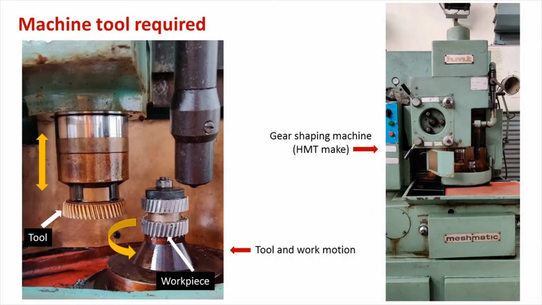Okay, now coming to the machine tool required for the gear shaping operation. The picture on the right is that of an HMT make gear shaping machine. The left picture shows a magnified view of the tool and workpiece region. So you can see the tool or the gear cutter that is here. It is having a reciprocating motion about its own axis, while the workpiece is having a circular motion about its axis.